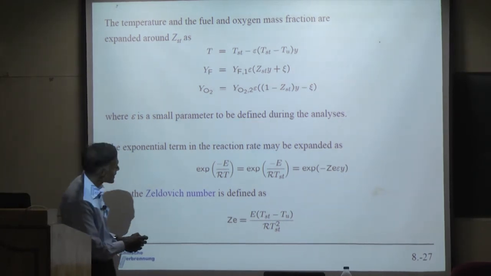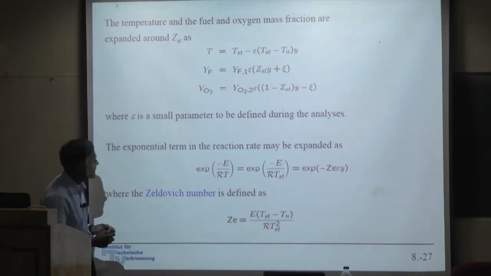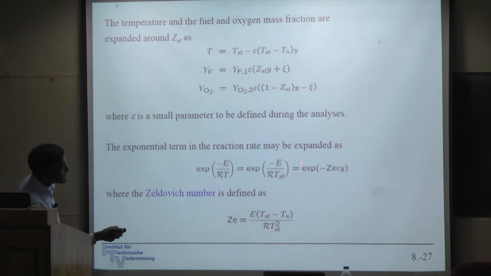Again, this is another typo. Sorry, there are many typos here. This is times the exponential of E over RT, times this E. So it's not equal to, but rather it's a times.